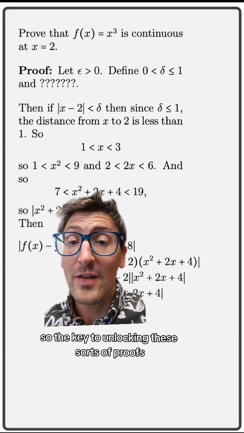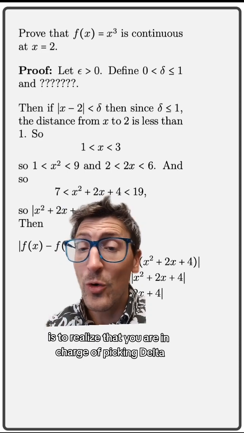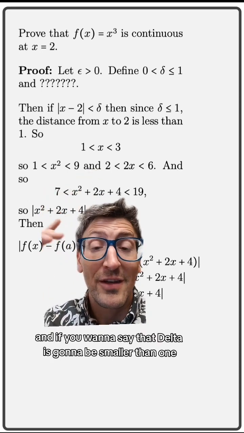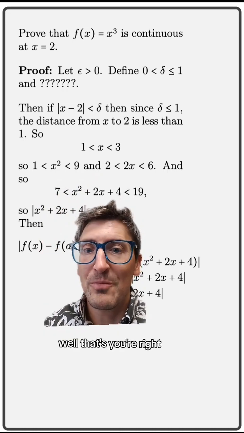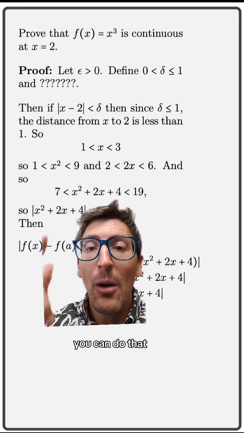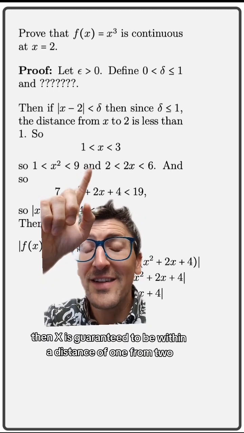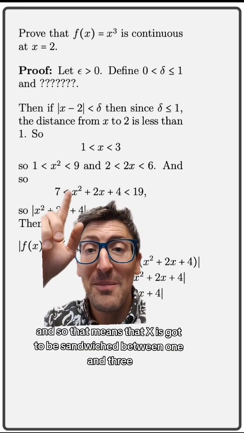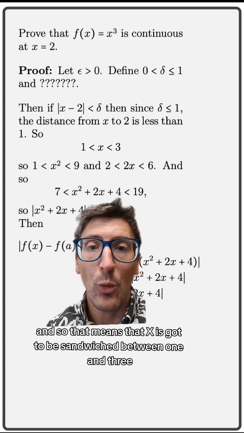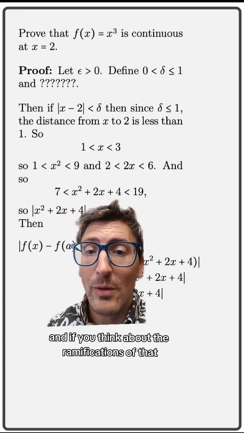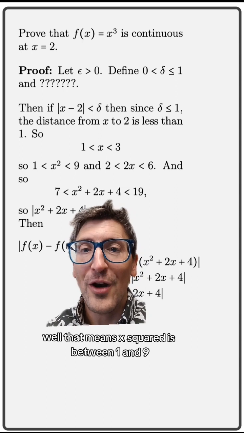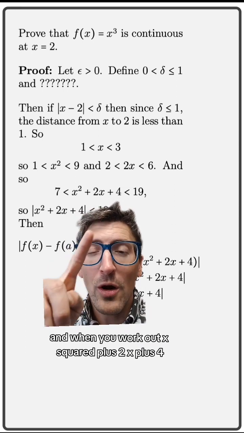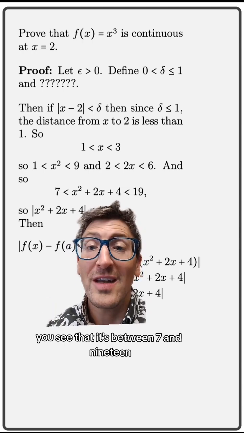So the key to unlocking these sorts of proofs is to realize that you are in charge of picking delta. And if you want to say that delta is going to be smaller than 1, well, you can do that. What that tells us is then x is guaranteed to be within a distance of 1 from 2, and so x has got to be sandwiched between 1 and 3. And now if you think about the ramifications of that, that means x squared is between 1 and 9, and when you work out x squared plus 2x plus 4, you see that it's between 7 and 19.